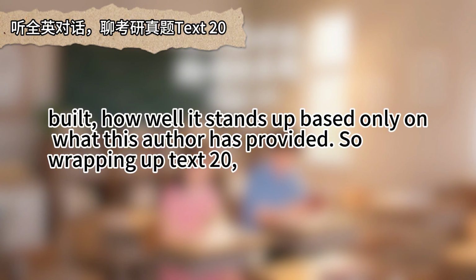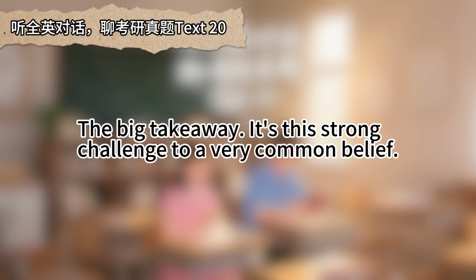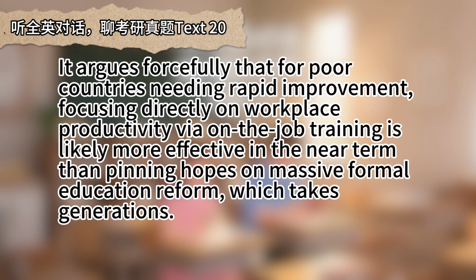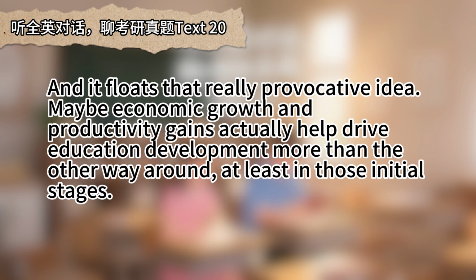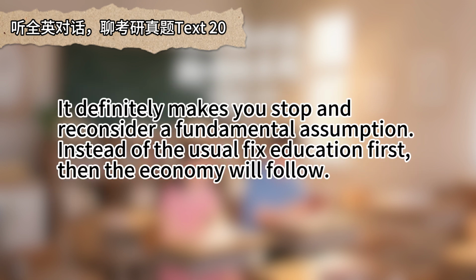So, wrapping up Text 20, the big takeaway. It's this strong challenge to a very common belief. Yeah. It argues forcefully that for poor countries needing rapid improvement, focusing directly on workplace productivity via on-the-job training is likely more effective in the near term than pinning hopes on massive formal education reform, which takes generations. And it floats that really provocative idea. Maybe economic growth and productivity gains actually help drive education development more than the other way around, at least in those initial stages. It definitely makes you stop and reconsider a fundamental assumption.